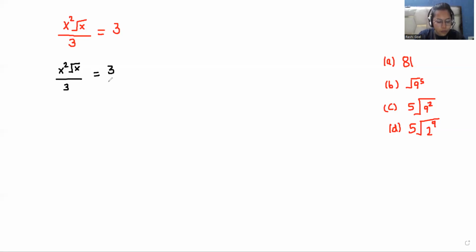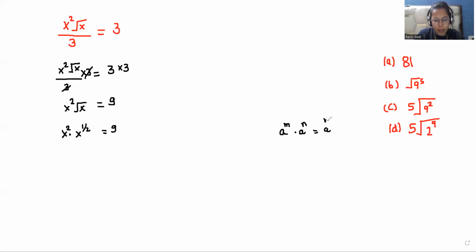So I'm going to multiply 3 on both sides. So the equation looks like, I'll eliminate this. So x squared times the square root of x is equal to 9. So x squared times the square root of x, I can write as x power 1 by 2, is equal to 9. So according to the rule, a power m times a power n is equal to a power m plus n.